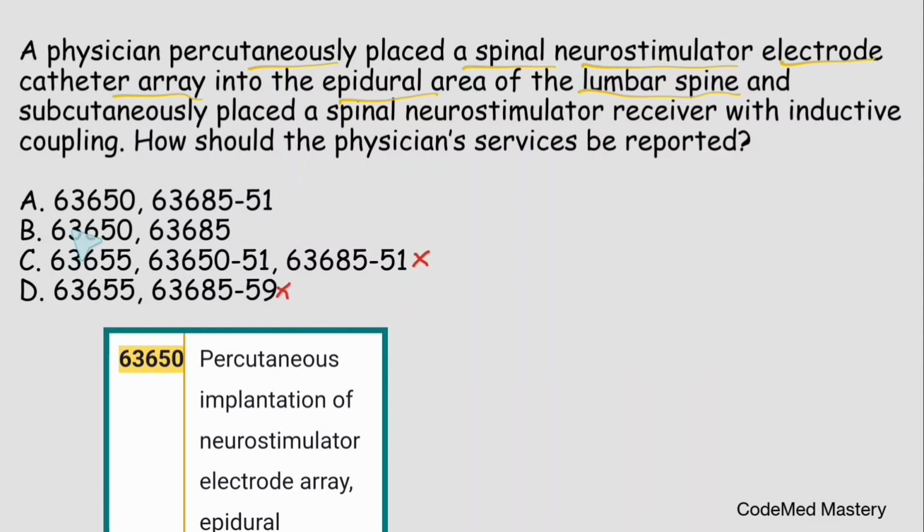Okay. By looking at the first code itself, we can easily eliminate the wrong options. We need not check the other codes in this option because if one code is wrong, the entire option will be wrong. Now we are left with option A and option B. In option A and B, the first code is correct. We already checked that. The second code is 63685.